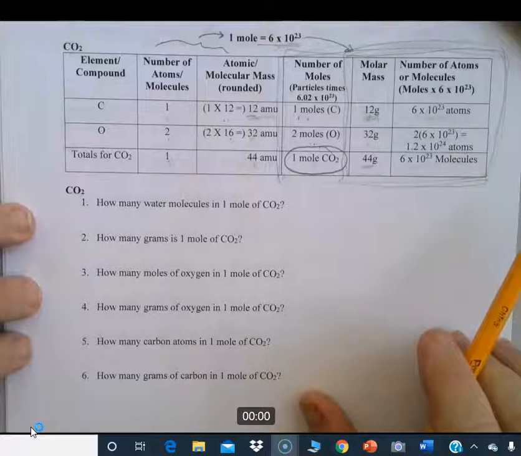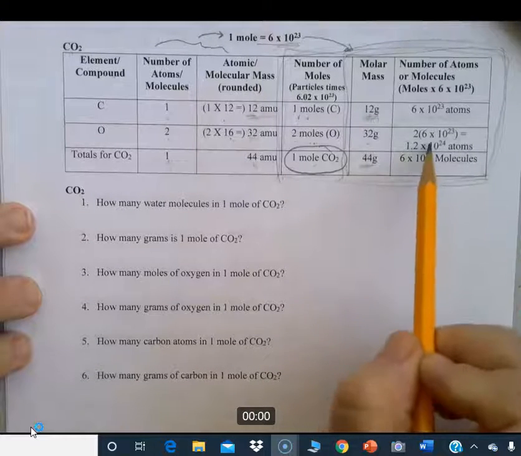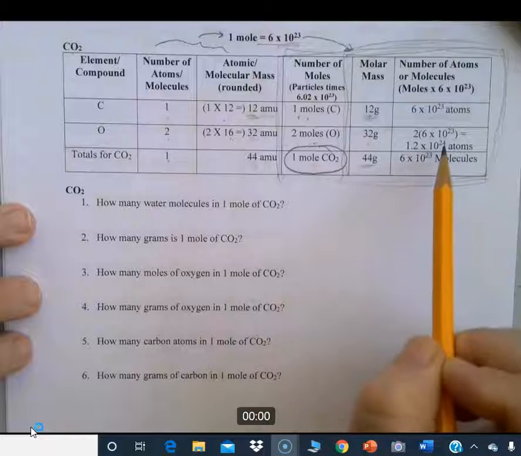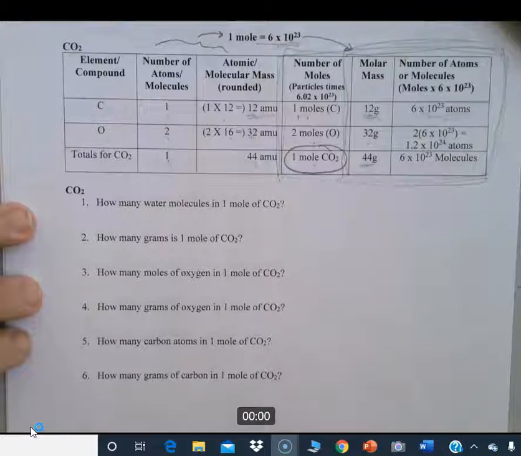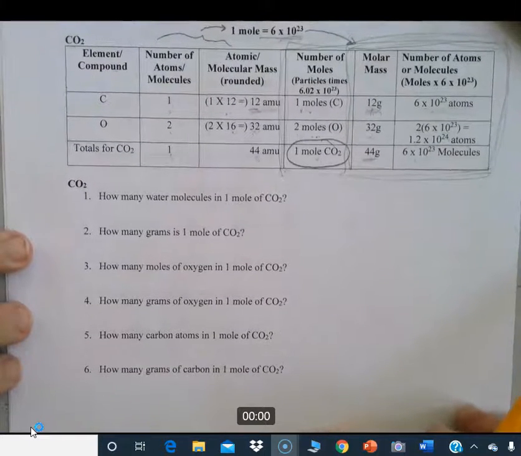Okay, and by the way, I'm not going to ask you any questions about numbers of particles. That might be something we'll talk about in an AP course, but we're not going to deal with that here. It's not really that much harder. It's just something we don't need to deal with right now.